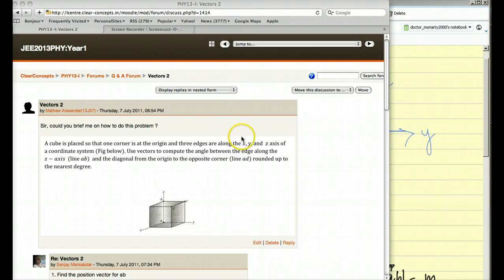Okay, there seems to be a lot of trouble with this problem. Let's see if we can help you figure this out. You've been given a cube, which is aligned along the x, y, and z axis as shown, and the points A, B, C, D have been described.